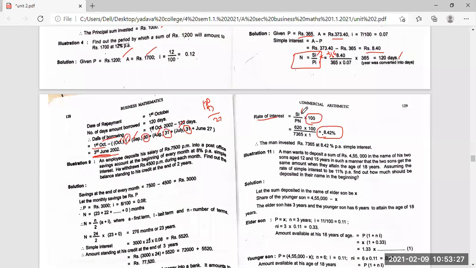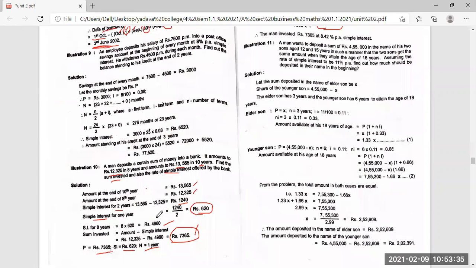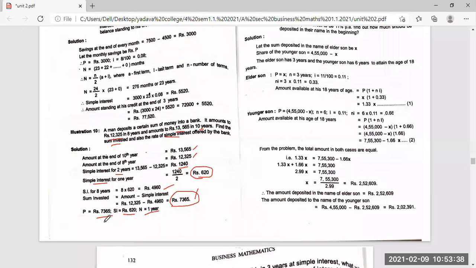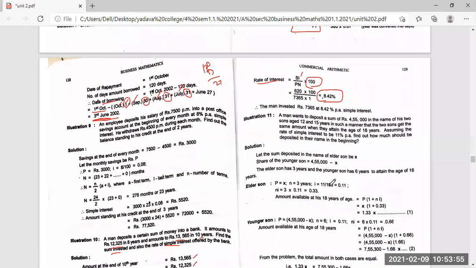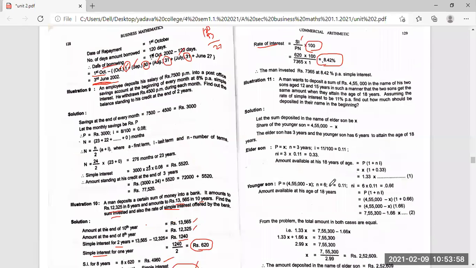When you are finding the rate of interest, simple interest divided by principal into n. So already we all know n is 1 year, simple interest is 620, and the principal amount we found by subtracting the interest amount from the actual amount. So our initial paid amount is 7,365. Do you have any doubts, girls? Any doubts, or shall we move to the next problem? No, ma'am. No doubts.